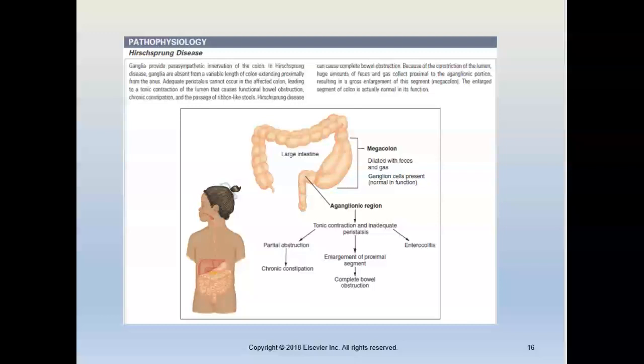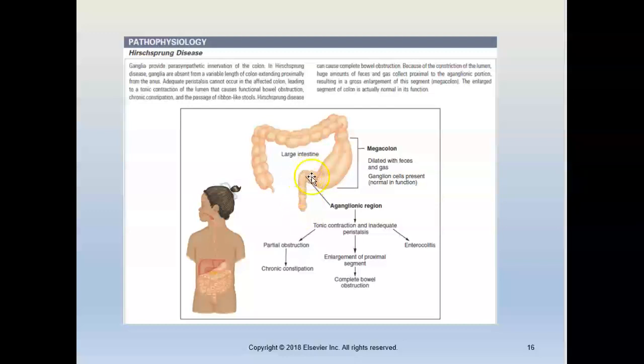Adequate peristalsis cannot occur in the infected colon, leading to a tonic contraction of the lumen that causes functional bowel obstruction, chronic constipation, and the passage of ribbon-like stool. So in this diagram here, this is the area of the colon where it has the tonic contraction and inadequate peristalsis. Because of that, the patient will experience constipation, potential complete bowel obstruction, and the ribbon-like stool because it's squeezing through a real tight area to get out.